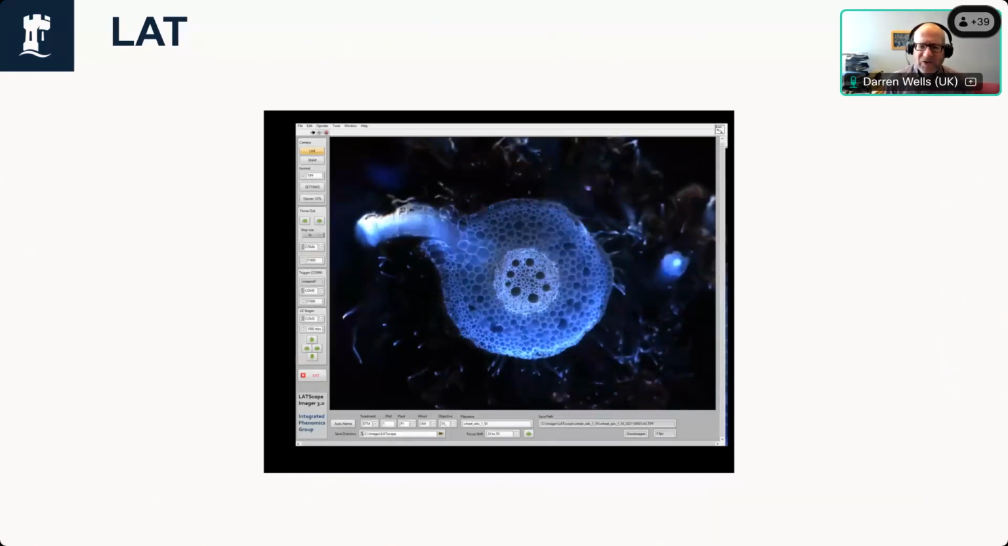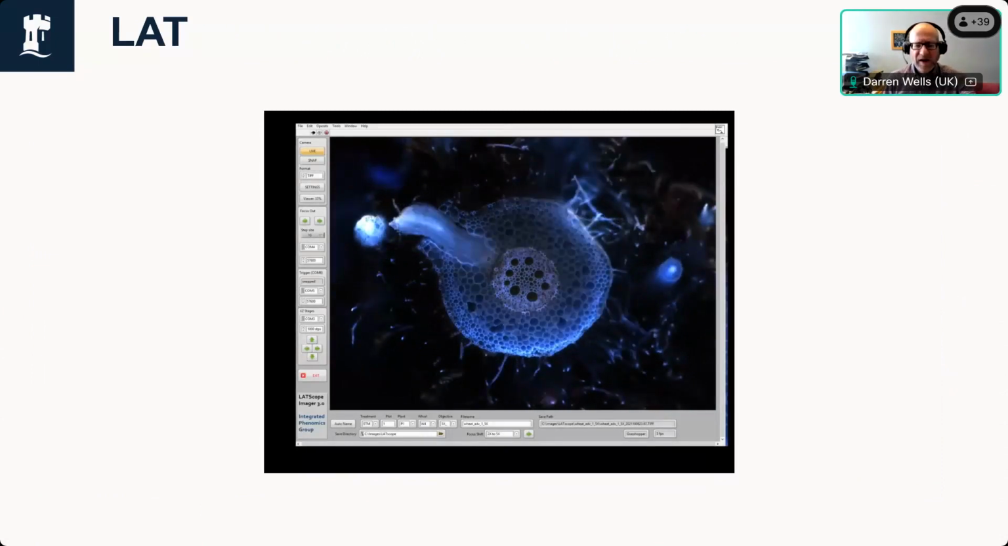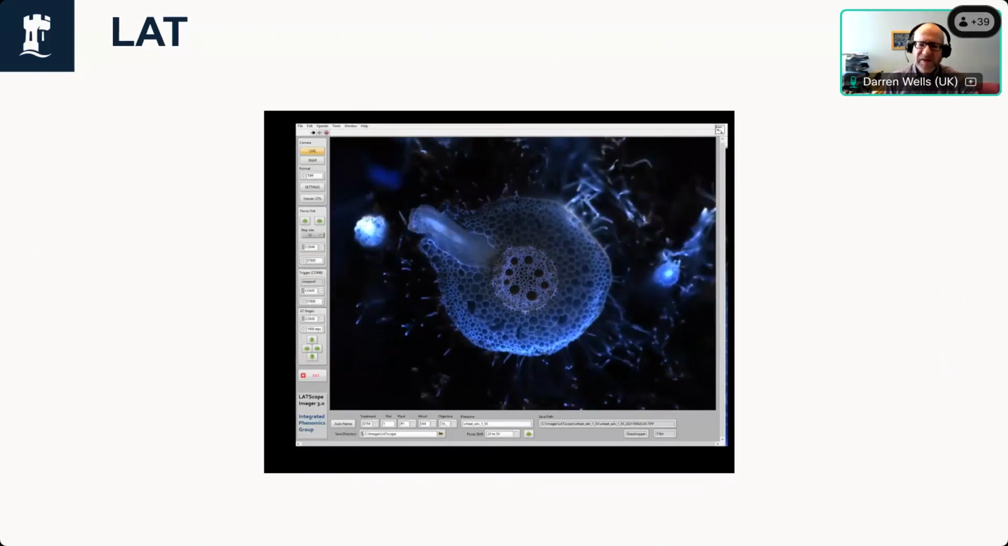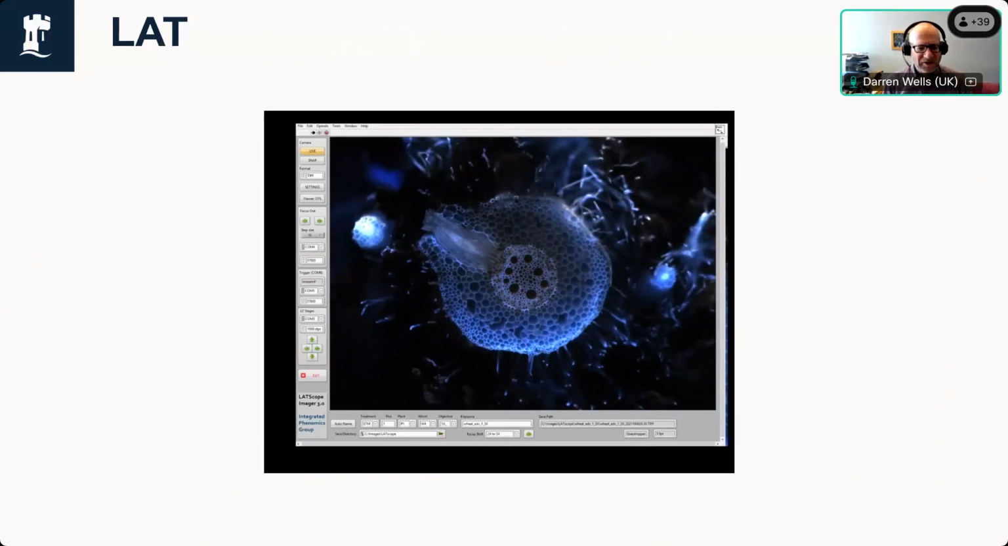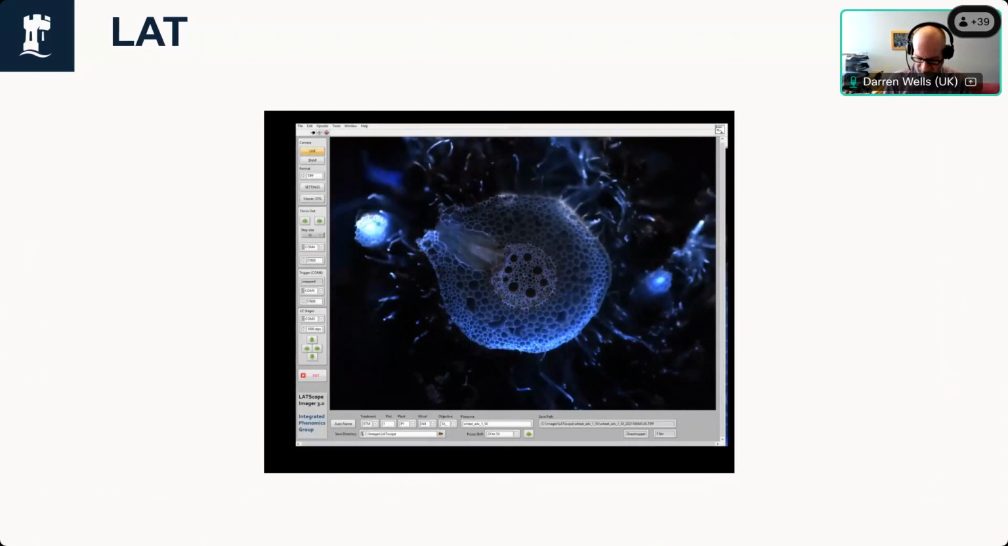So this is a LAT in action. Every flash you're seeing, this is a real-time image by the way, is a fire of the laser, a taking of the image, and then the sample moves forward, in this case about 10 microns a slice. We've wrapped it all up in a fairly user-friendly interface, so with a relatively short training period, most people can use this machine.